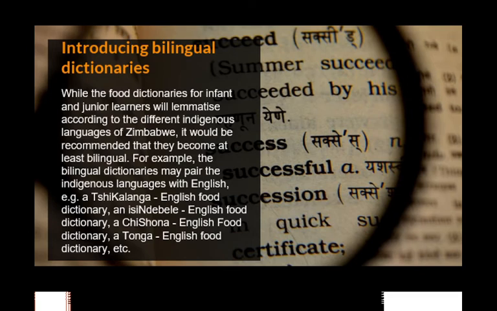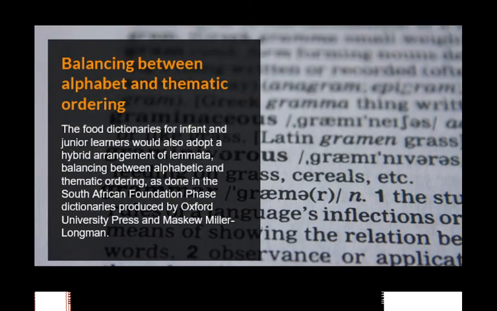So we will also look at introducing bilingual dictionaries, which is probably isiNdebele to English, Shona to English, just to mention a few. So we also have to balance between the alphabet and the thematic ordering. So the food dictionaries for infant and junior learners will also adopt a hybrid arrangement of lemmata, balancing between alphabetical and thematic ordering.